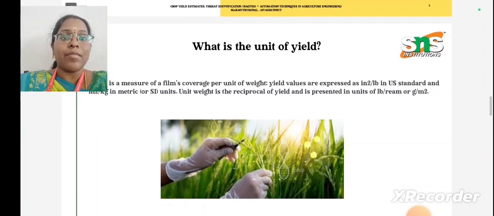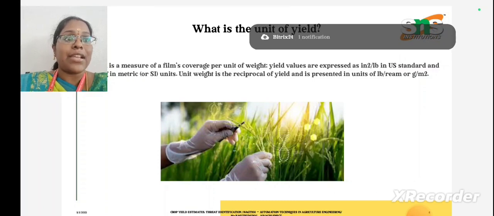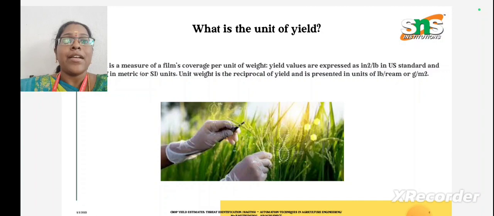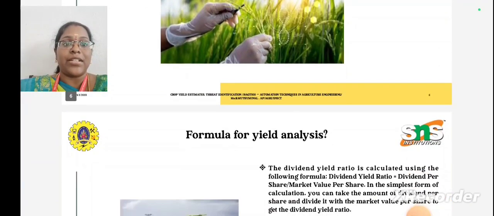It is a measure of yield coverage per unit of weight, where the yield values are expressed in pounds in the US standard, and it is the reciprocal of yield and is presented in units of grams per meter square. So this is how we usually calculate the unit of yield.